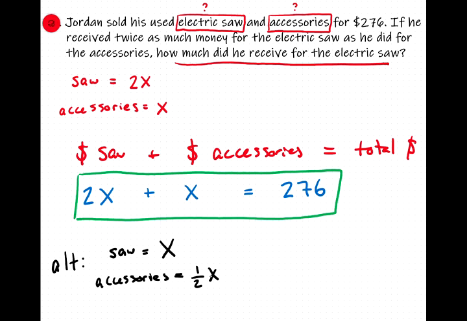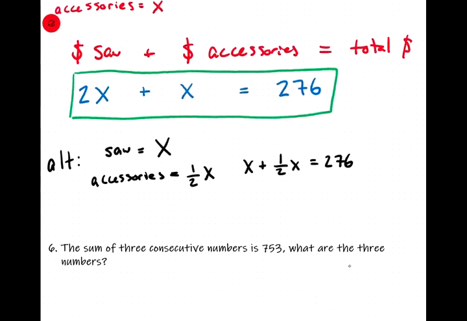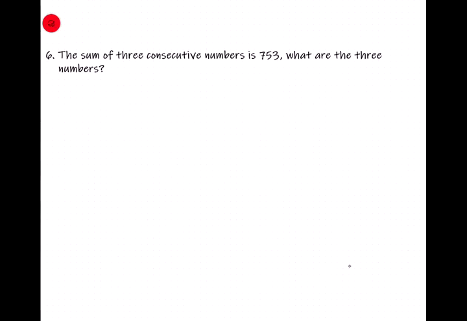All right, so just another way of setting up the problem, then it would be X plus 1/2 X equals 276. We would get the exact same answer for the money received for the saw if we did it this way, or the original way that I had in red. So just keep in mind that when I give a solution, it's not necessarily the only solution to the problem.